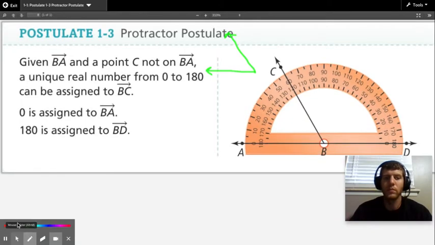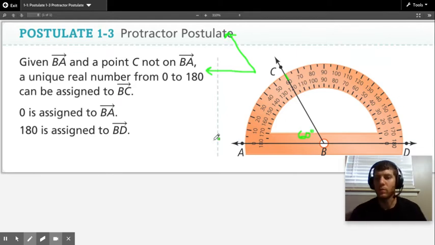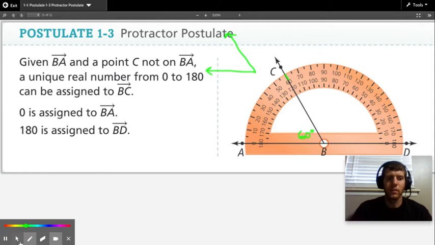You can see this 60 here. We assign the first one at 0, and we're just going to assign this one 60. So we would say that this is 60 degrees. Then you can do that for any angle you have. We can assign a number between 0 and 180 degrees for that angle. Okay, so let's get on to the example.